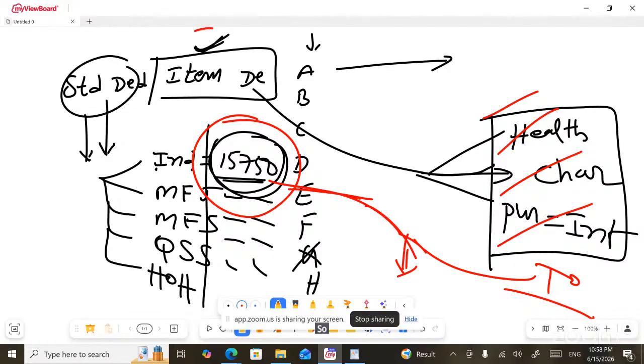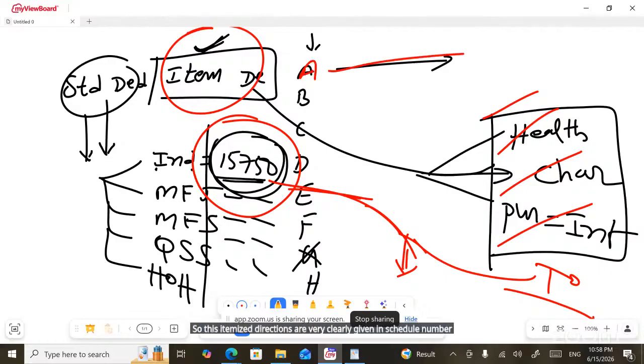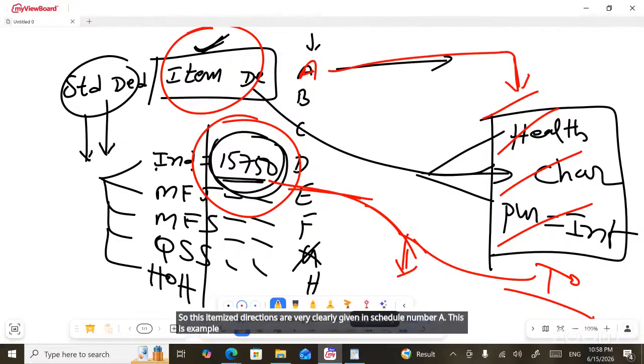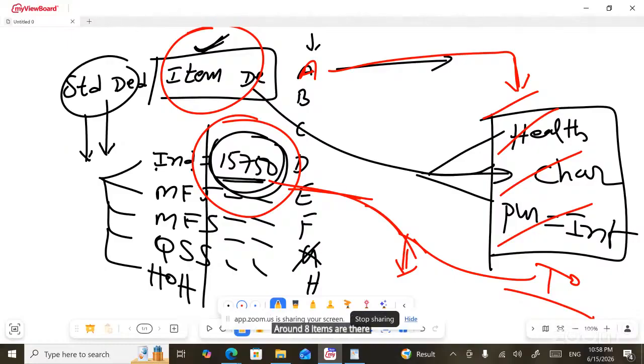So these itemized deductions are very clearly given in schedule number A. As an example I have written 3 here. Around 8 items are there in schedule number A. The title is itemized deductions.